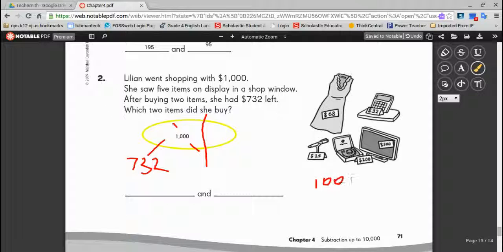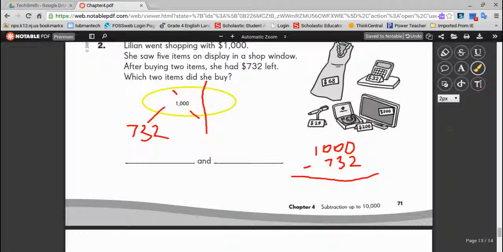So here we go. 1,000 subtract 732. And let's do this problem right now. Can't do 0 minus 2. I need to regroup. Is there a 0 in the tens? Can't regroup from that. 0 in the hundreds? Can't regroup from that. And I have to regroup from my thousands. Take 1 away. That makes it a 0. Add 10 here. Gives me 1000. Okay, now I can regroup.